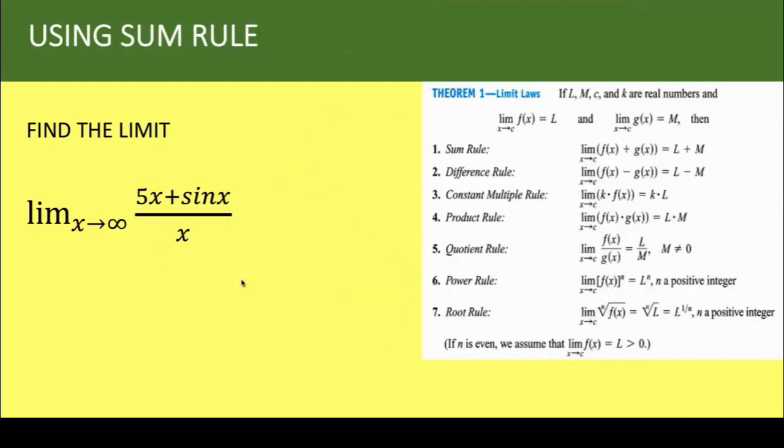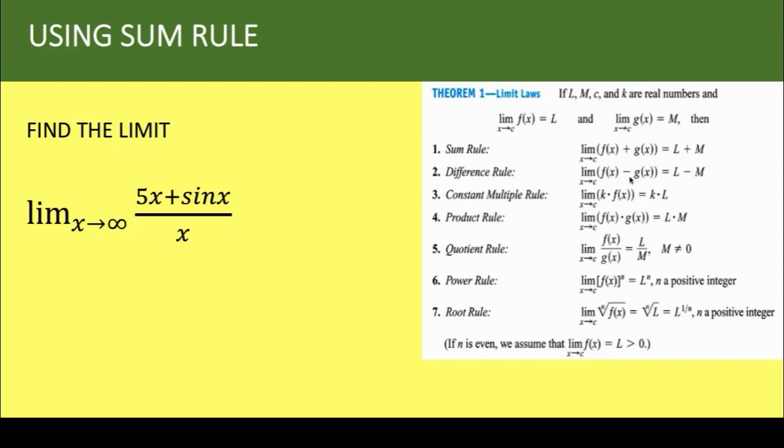Now let's try this problem. What is the limit as x approaches positive infinity of 5x plus sine x all over x? Another technique that we can use is to use the properties of limits. And we have the list of these properties. The first one is the limit of the sum of two functions is equal to the sum of their limits. In other words, you get the limit of the first function, get the limit of the second function, and you add those two limits. We call that the sum rule.